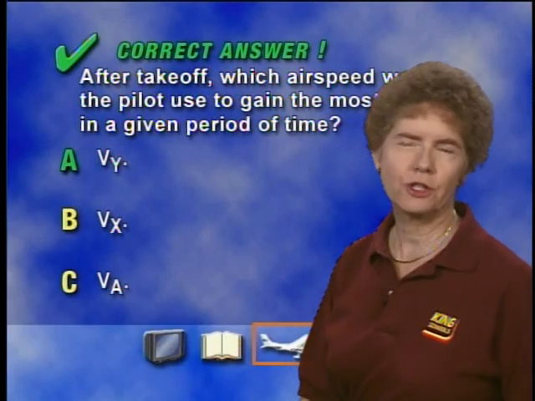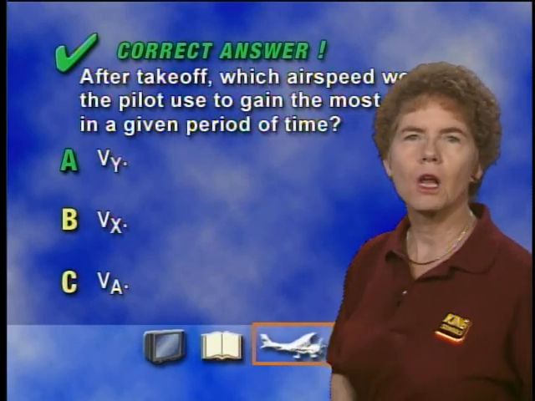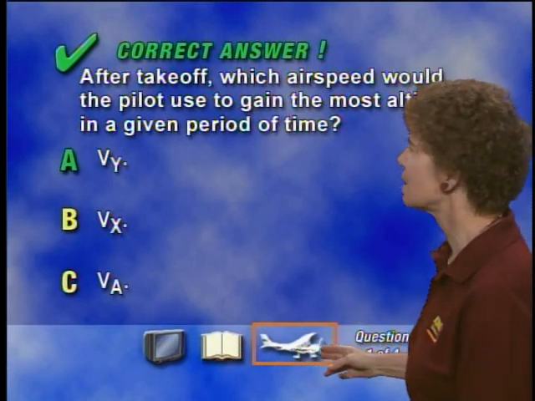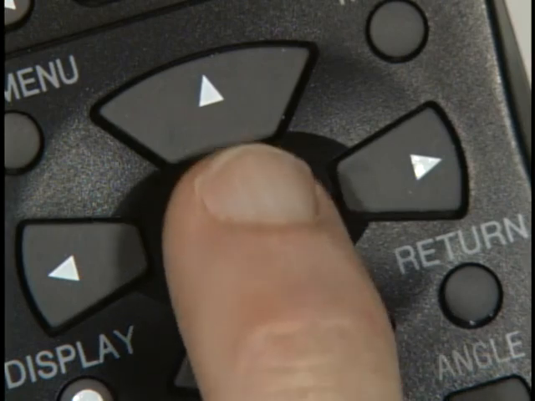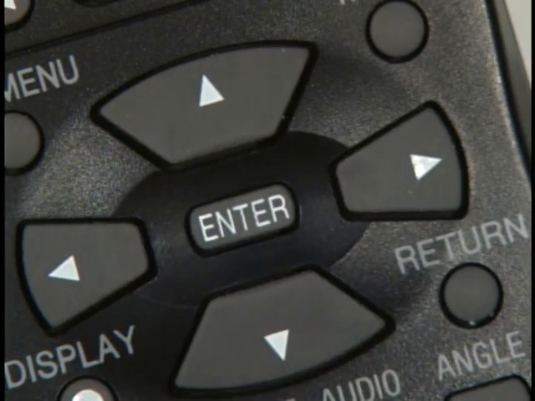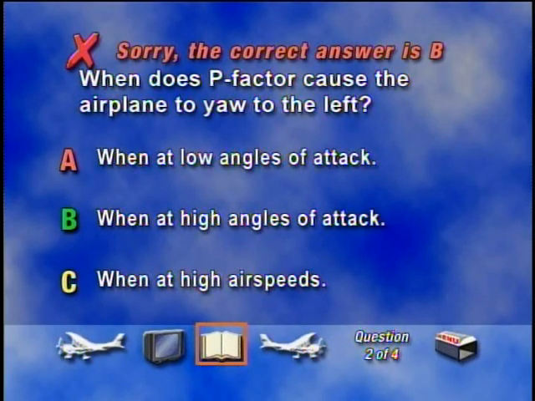If you get the question correct, as you did here, the orange box will highlight the right-facing airplane at the bottom of the screen. Pressing Enter will take you to the next question. If you get the question wrong, the orange box will highlight the open book instead.